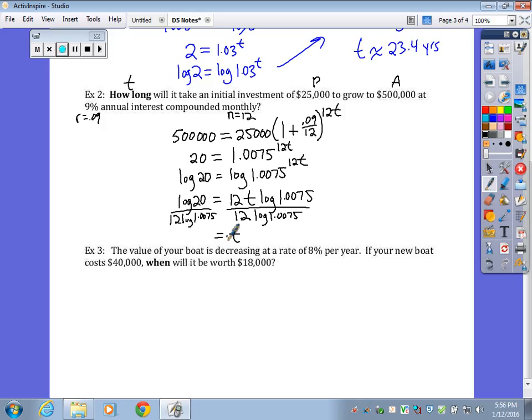I'm going to type this into my calculator. Log of 20 divided by 12 times the log of 1.0075 gives me 33.4 years. Okay, again, sorry about not telling you what to round to.